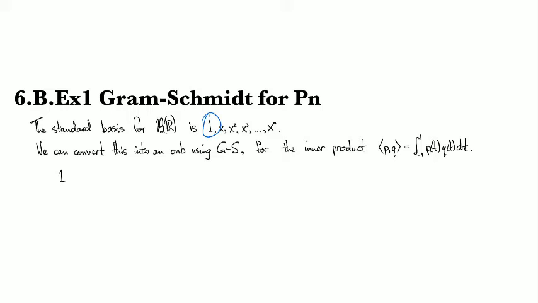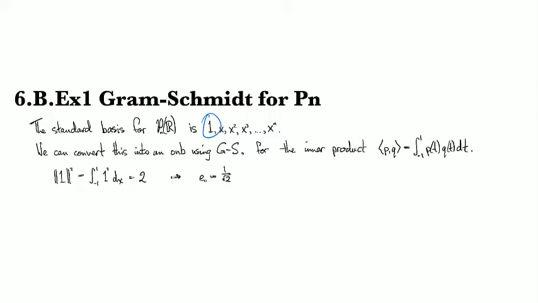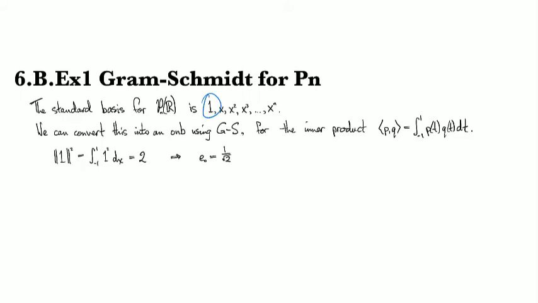So we've got 1. Now the magnitude of 1 with respect to this inner product is the integral from -1 to 1 of 1 squared, which is just 1. And when we integrate it from -1 to 1, we get 2. So that tells us that we should take our first basis vector to be 1 over root 2. All right. Now we go on to the next one.